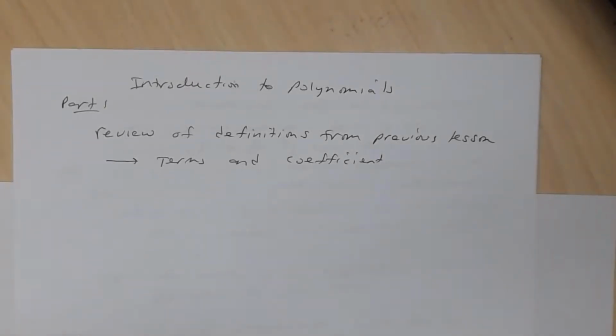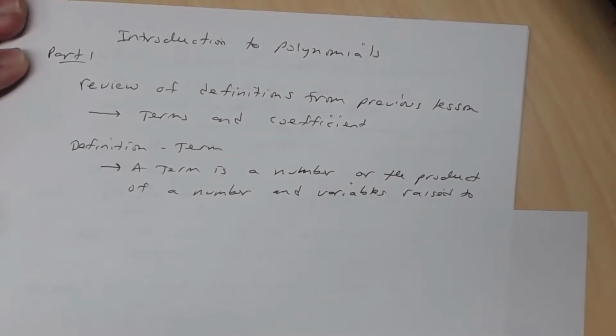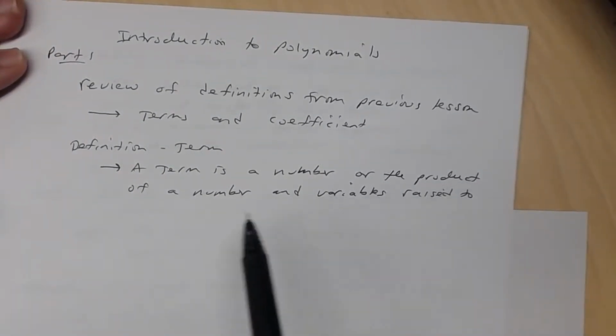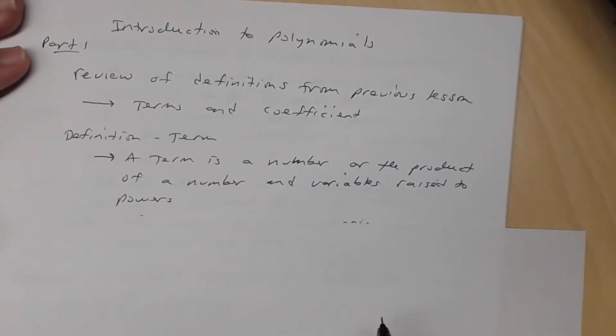Okay, so in this lesson, we're going to start talking about the introduction to polynomials, and this will be part one. And so let's look at a couple of terms, which is a review from a previous lesson. And the terms we're going to look at are the word terms and coefficient. Okay, so remember that a term is a number or a product of a number and variables raised to powers.